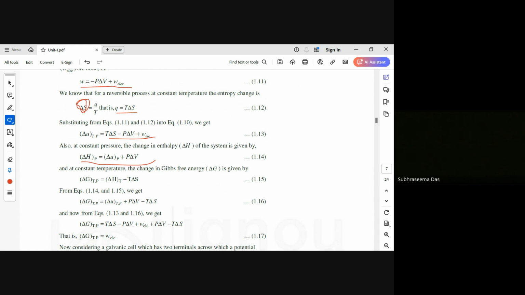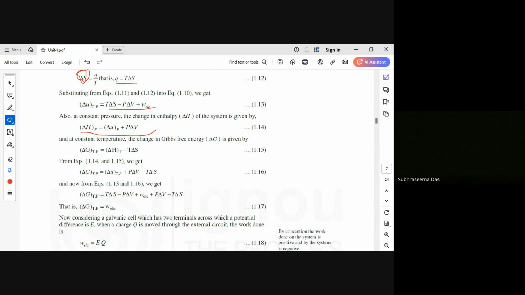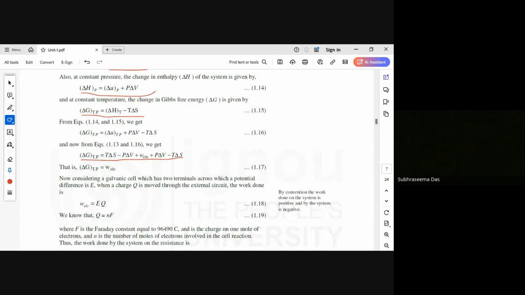And at constant temperature, the change in Gibbs free energy is given as delta G at constant T and P is equal to delta H minus T del S. Now combining all the above equations, we find that delta G is equal to T del S minus P del V plus W electric plus P del V minus T del S, that is, delta G at constant T and P is equal to W electric.